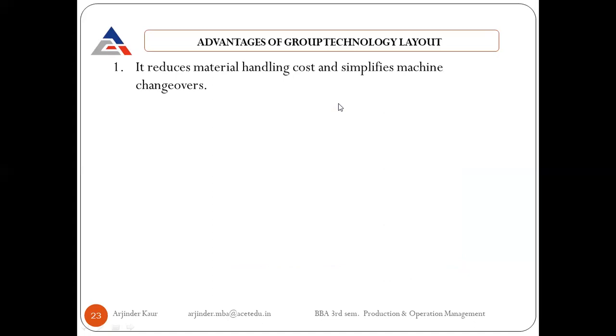So the advantage of group technology layout is that it reduces material handling cost and simplifies machine changeovers, as all the machines or tools or equipments that are required to perform one job are grouped together. So we need not move the material from one place to another place, because in that group, one final product will be produced. Although it might be work in progress, that is one product. Means an engine has to be used in a car or in an aircraft or somewhere else, but the engine is a final product in itself.